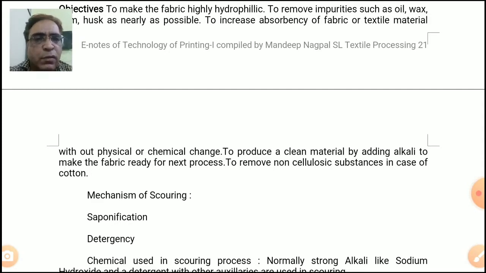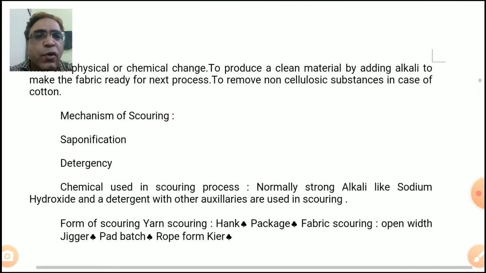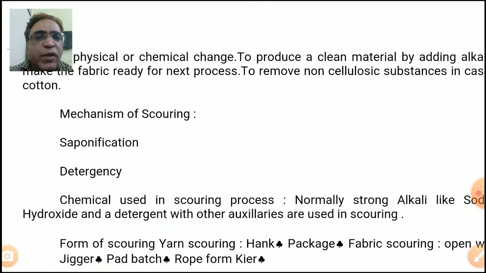So what is the mechanism of scouring, or the principle of scouring? Mechanism of scouring means there can be two types of oils: one which can be removed by the action of some chemical, and others which cannot be removed by chemical action. So two steps are there. One is saponification, the other is detergency. As you are seeing in your notes on the screen, the mechanism of scouring includes saponification and detergency.